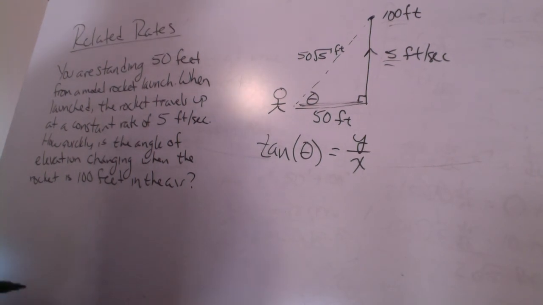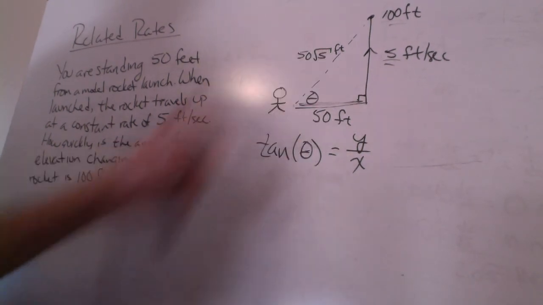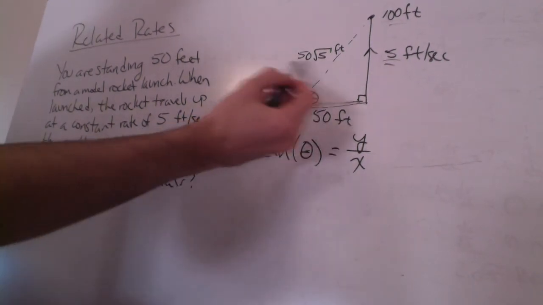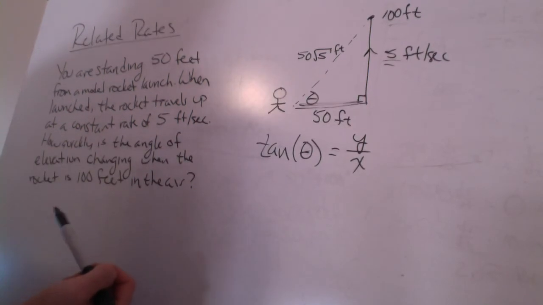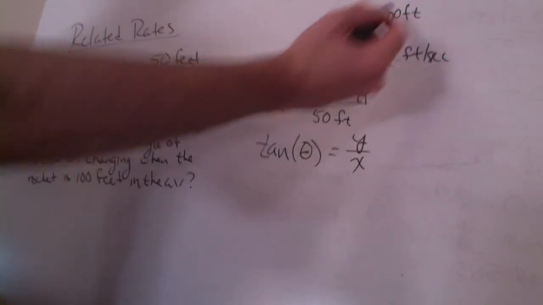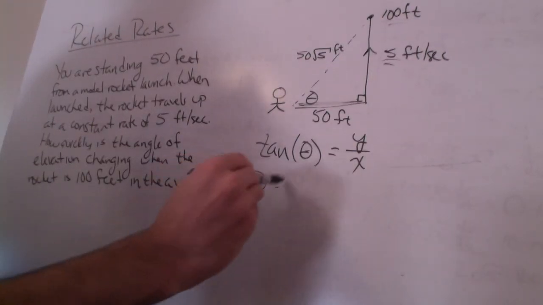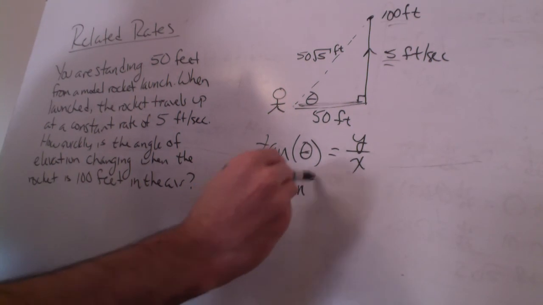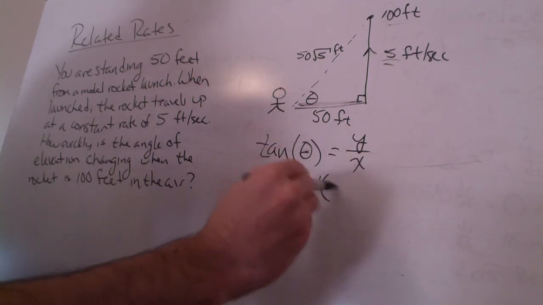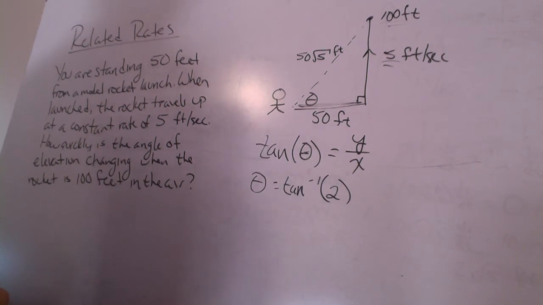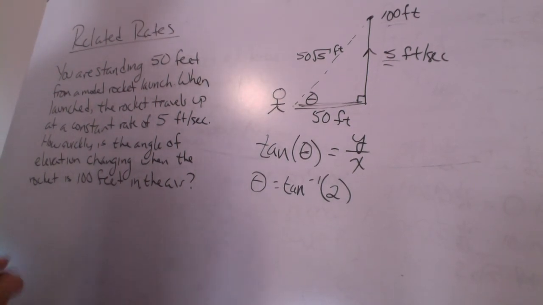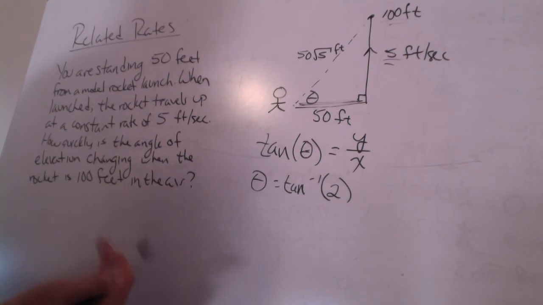So first, I need to think about what is the value of theta at this particular moment in time. Just like last time I found what is the value of r at that particular moment in time. And to do that, well, I know y is 100, I know x is 50, so theta is just inverse tangent of 100 over 50, which is 2. So theta is arctan of 2. And if you want to put this in your calculator, you can. You'll get some value slightly more than 1, but you don't have to.